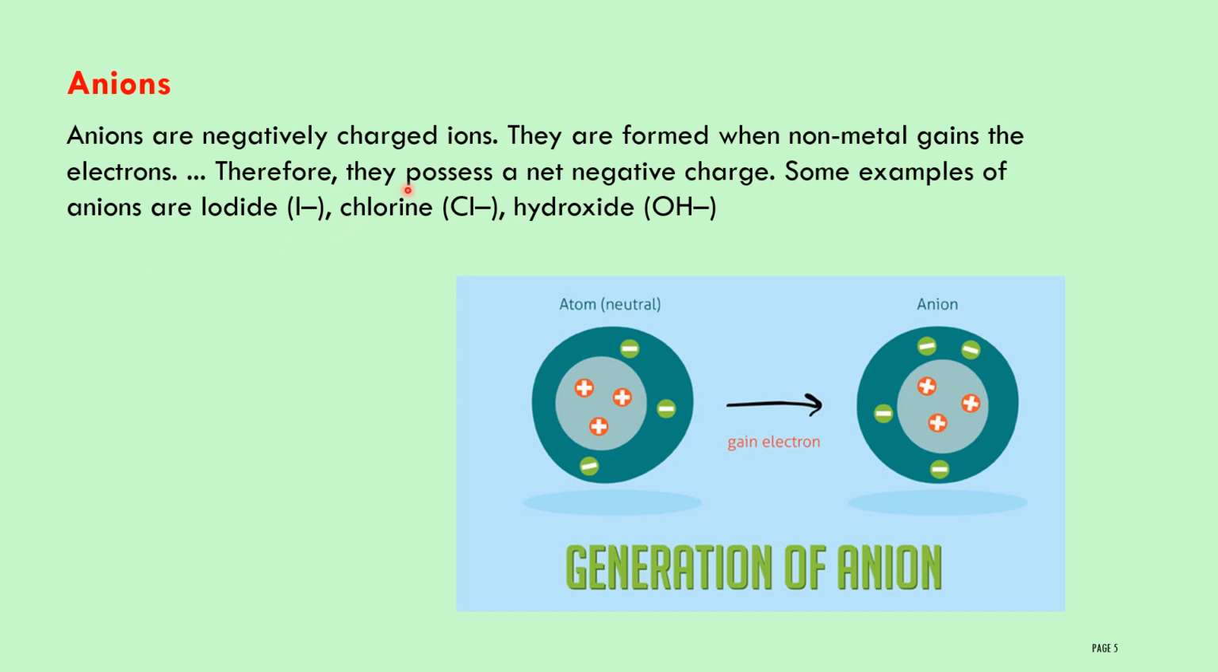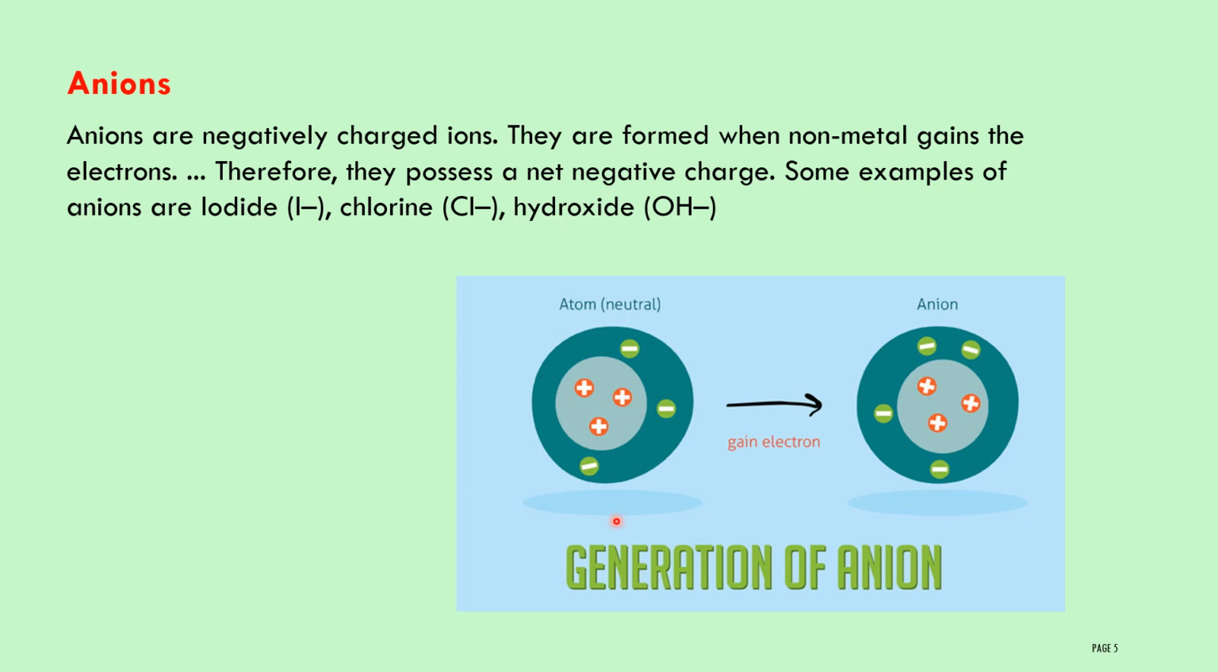Anions are negatively charged ions. They are formed when non-metals gain electrons. When non-metals accept electrons, they form an anion, and therefore they possess a negative charge. Some examples of anions are iodide I minus, chloride Cl minus, hydroxide OH minus.